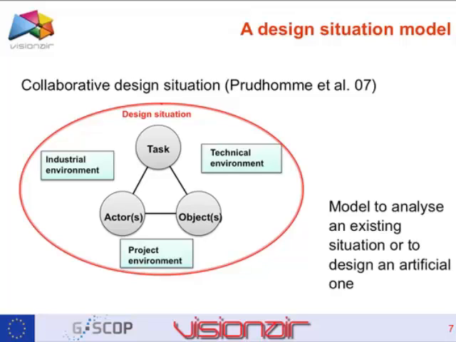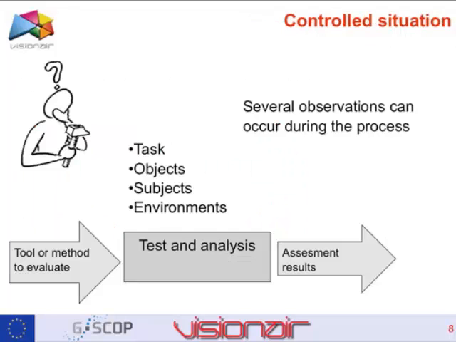This model is intended to be used for analysis of an existing situation, or to design a new artificial one. So these are the points we will go back to further in order to define the situation. The first kind of situation we will encounter is the control situation. Usually it's the kind of situation we build for tools and method assessments. As we are working on engineering activity, we are bound to produce new methods and associated tools in accordance with the domain, the field, that we are prospecting and studying.